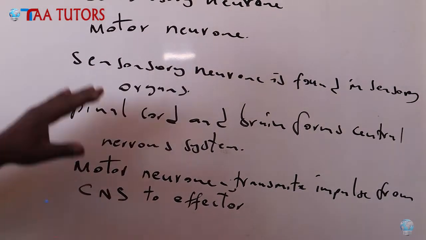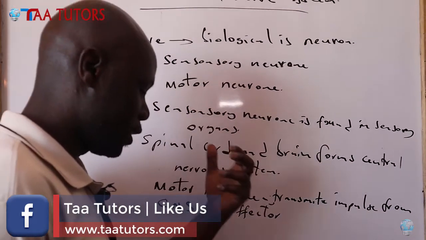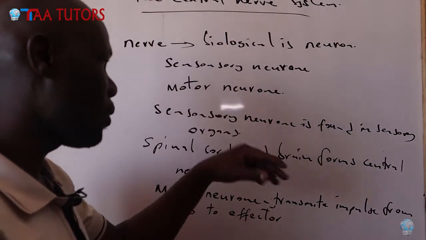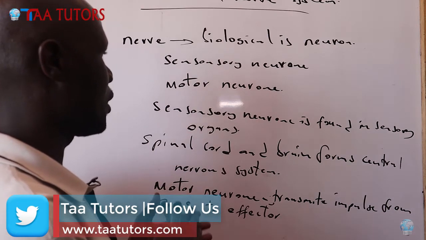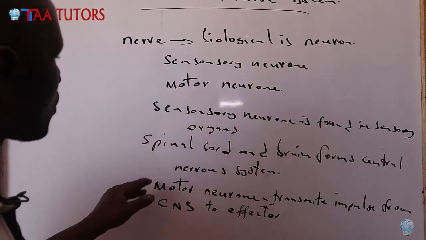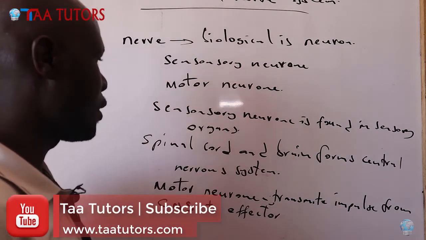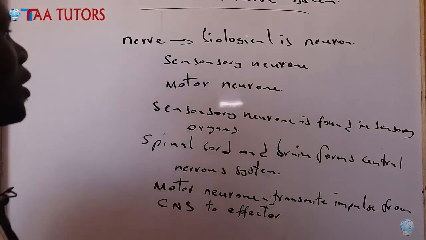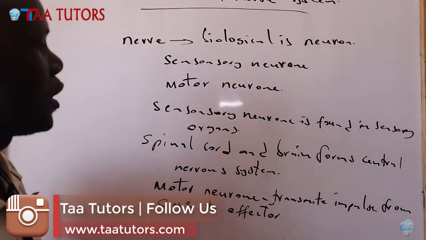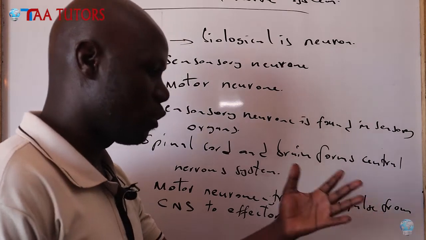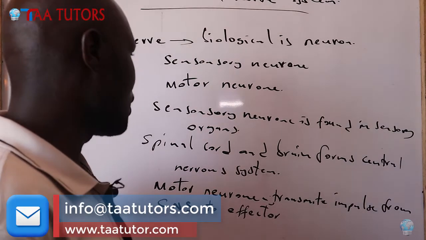So I have two cells here. The sensory neuron, whose work is to pick the stimulus from the sensory organ and quickly change it to the impulses that are required, and then it moves with it to the spinal cord, the central nervous system, which will receive it first before it is taken to the brain. So that is one thing that's very clear. That's how we can separate the three things. The sensory neuron receives the stimulus from the sensory organ, and then it changes it into impulses and transmits it to the central nervous system.